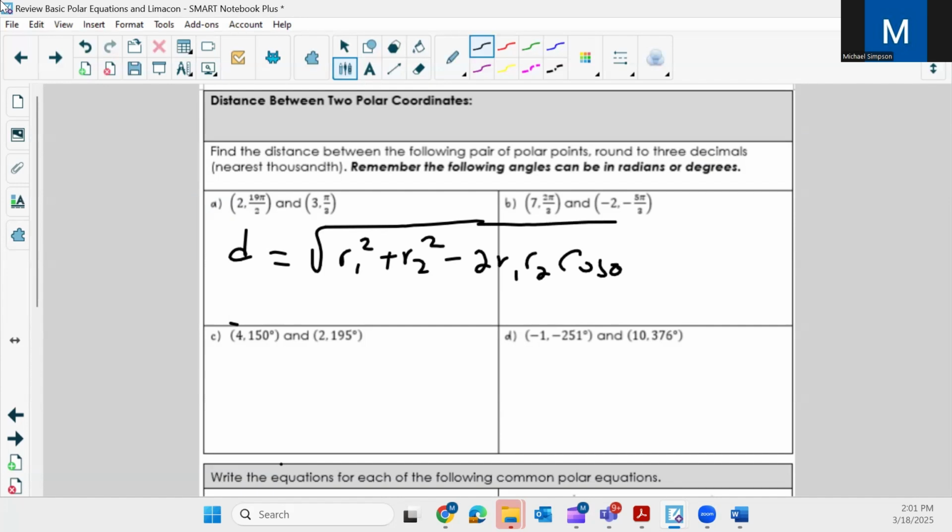Cosine of it. Okay, remember that, guys? You just plug it in. That one's easy. Exactly. All right. I'm not going to spend time on this. Your R squared, you start with the first one being R1, and then R2. There you go, young scholar. You got it.